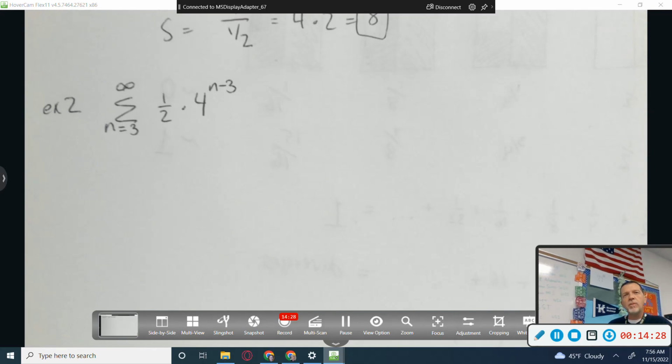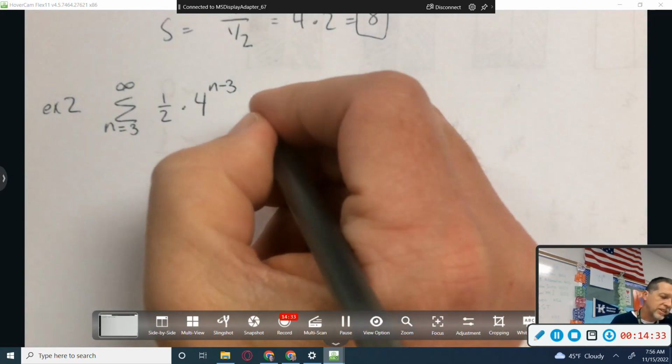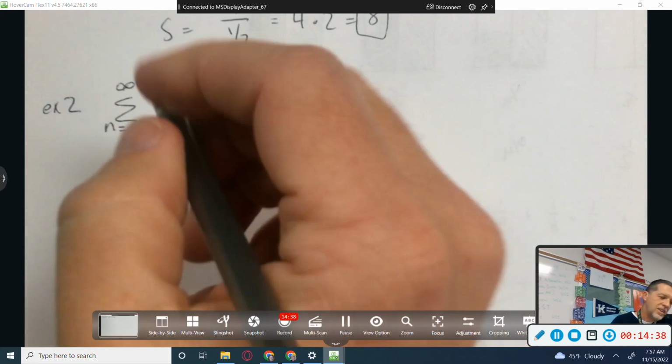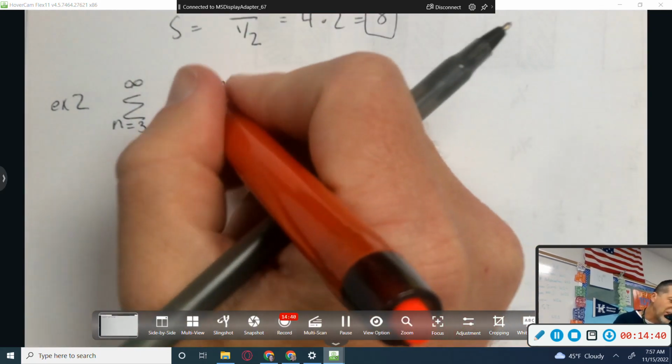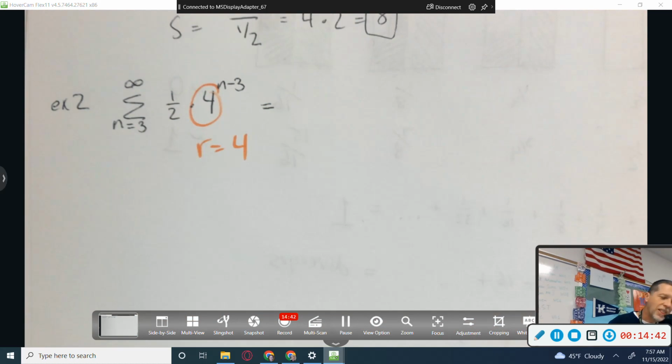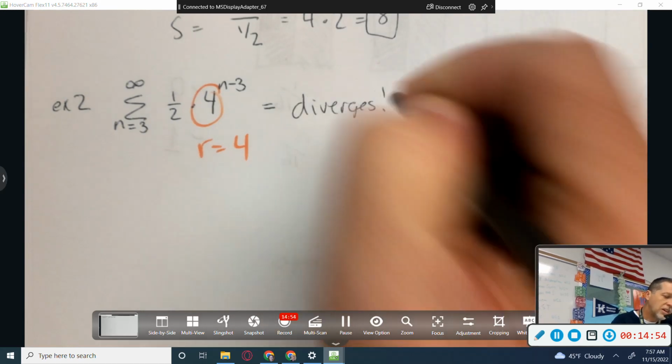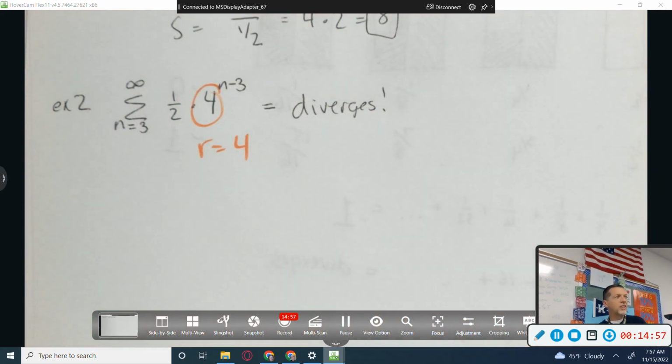Is that geometric? And if so, what is r? Or do we need to find some terms to figure it out? Okay, so if you've done enough of these, you recognize that r is 4. If r is 4, what does that mean for our equation? It diverges. It's not going to work. So there is no answer to this. It diverges. You're done. That's the answer, because there is no sum.